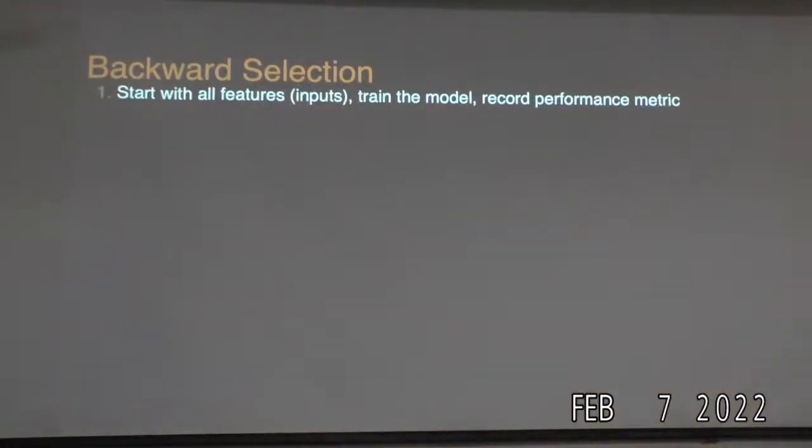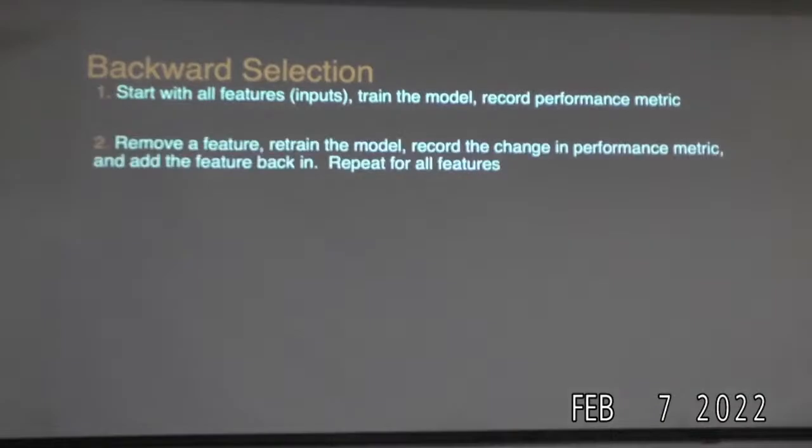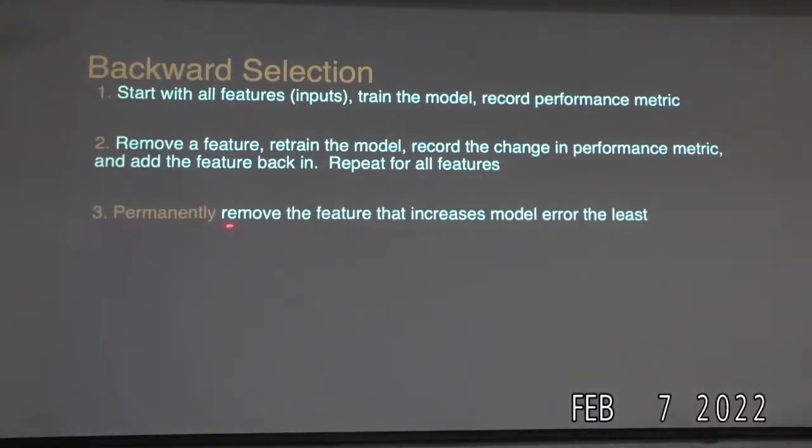I'm going to talk about a simple one first, called backward selection. Backward selection starts with all features we might want to include in our model. We train it and record the performance metric like we just did. Second step, we choose a feature, remove it, retrain the model without it, record the change in performance, add that feature back in, and repeat for all features. After we do that, we permanently remove the feature that increases model error the least. Then we go back to step 2 and repeat this process over and over again until we run out of features to include in our model.